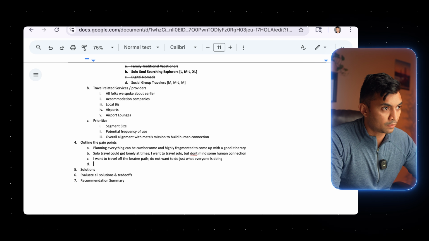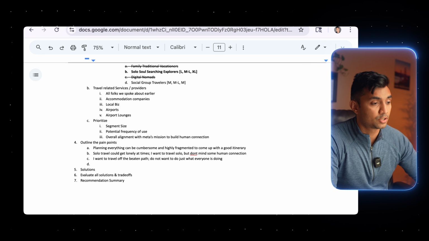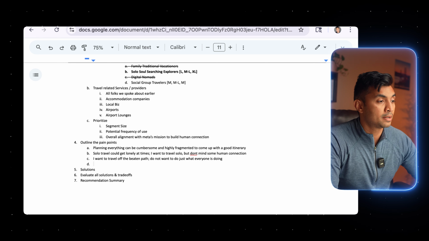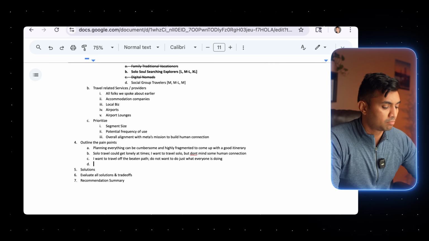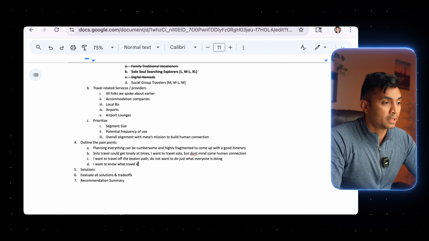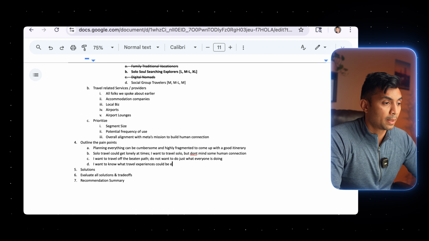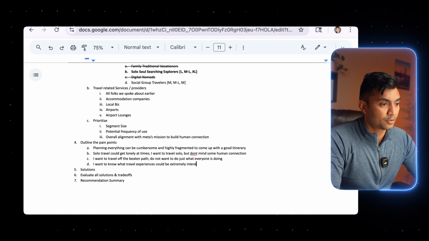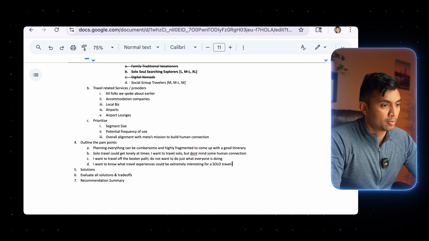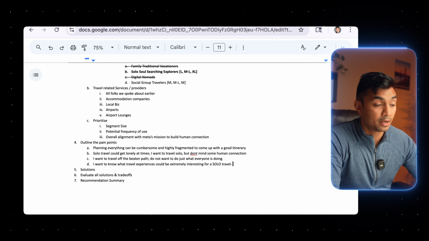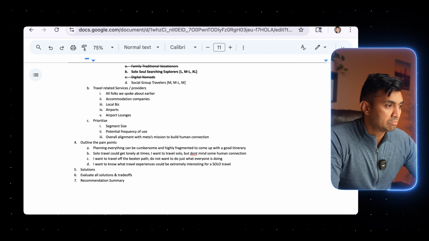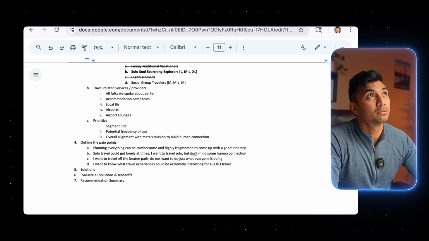And then solo travel, right? So I'm trying to find pain points that are not just for travelers, but as close as possible to solo travelers. And then I want to know what travel experiences could be extremely interesting for a solo traveler. Some experiences are better done in groups, but I want to look at my travel itinerary from the specific lens of a solo traveler. I think it's fairly straightforward.